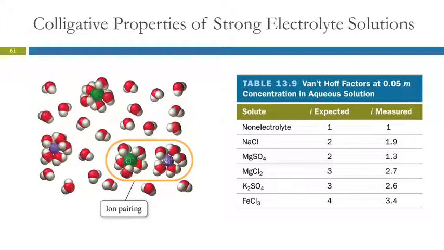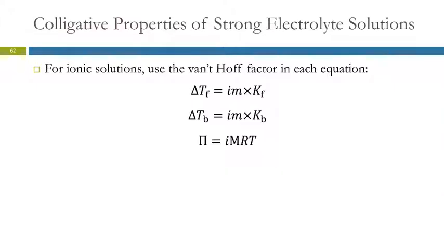You do not memorize measured Van 't Hoff factors. You should be able to figure out the expected ones by looking at the chemical formula, just the number of ions that form. So to use this Van 't Hoff factor in these equations for the colligative properties, it's just multiplied. So the freezing point depression is going to be the Van 't Hoff factor times the molality times the freezing point constant.